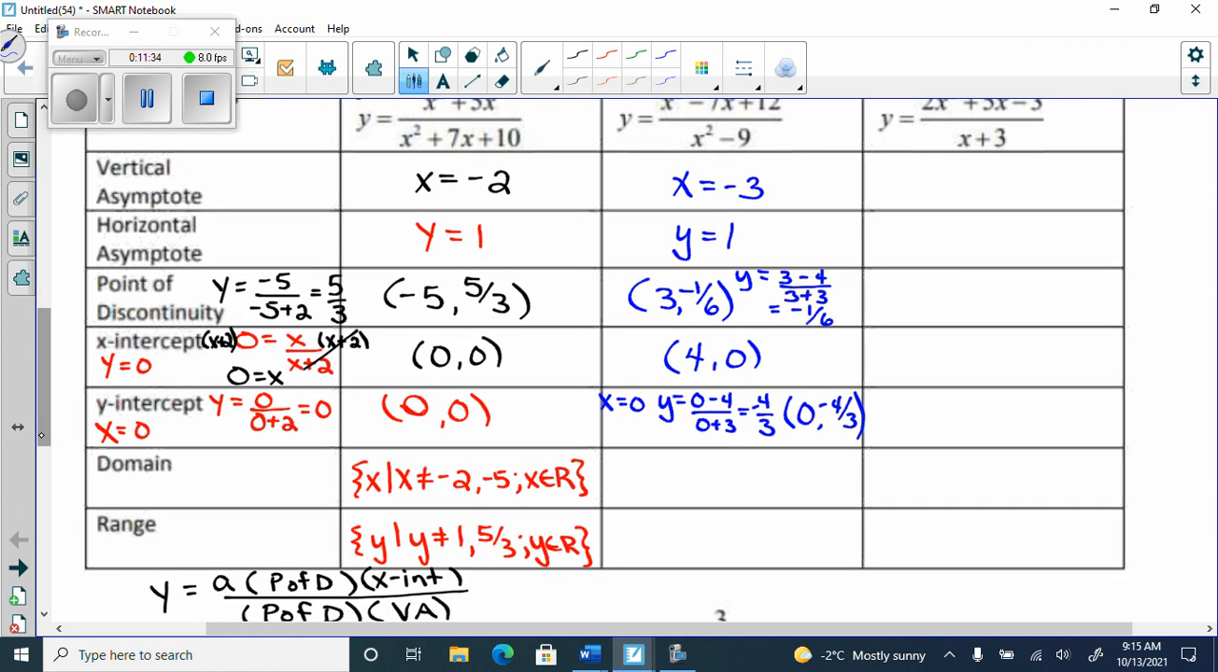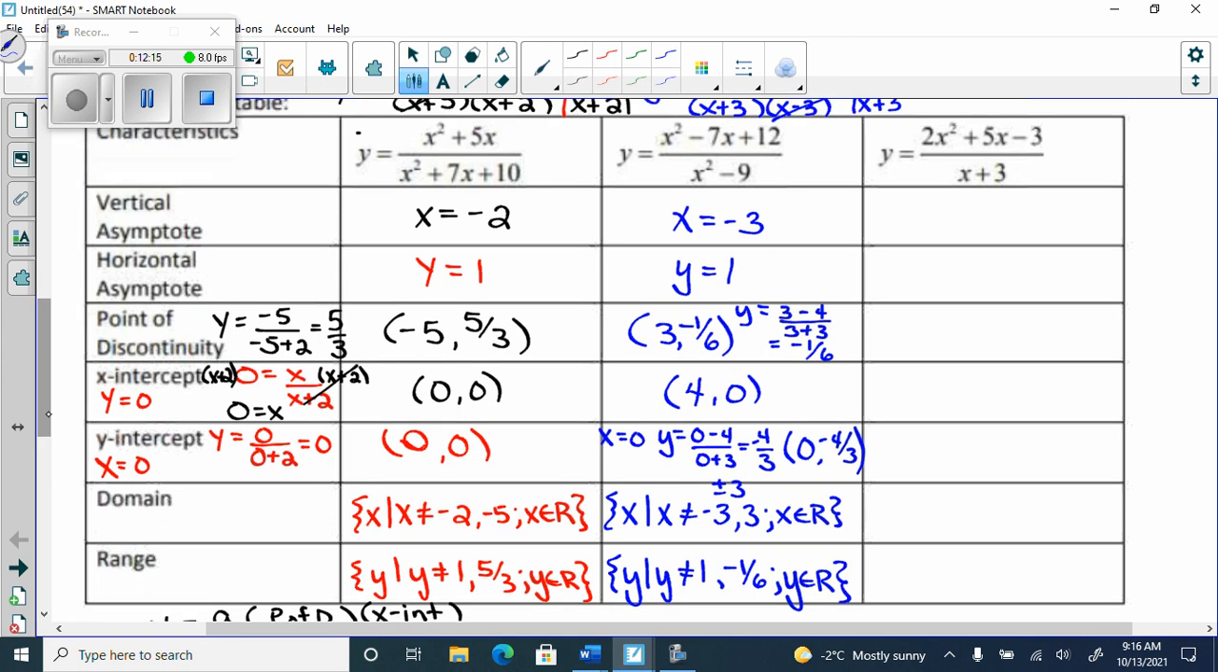Now my domain is going to be everything but the asymptote and the point of discontinuity x's, and my range is going to be everything but the horizontal asymptote and the y of the point of discontinuity. So it's x such that x can't equal negative 3 from the asymptote, and 3. You could write plus or minus 3 and not put a comma in between. That would be absolutely fine. And then the range is y such that y can't equal 1 because of the asymptote, and negative 1/6 because of the y of the point of discontinuity. There's no graph there.